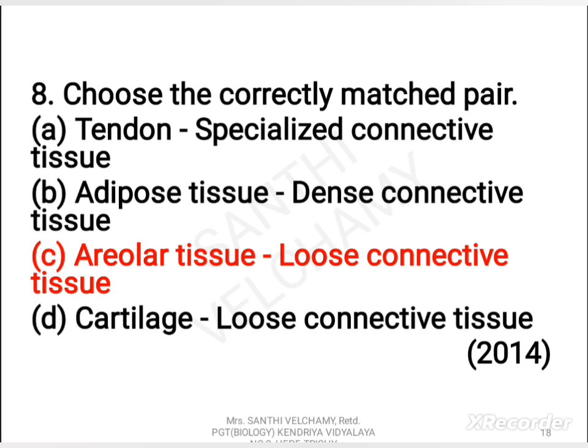Areolar tissue is the most widely distributed loose connective tissue in the body. Tendon is a type of dense connective tissue. Adipose tissue is a fat storing tissue, and it is a loose type of connective tissue. And the cartilage is a specialized connective tissue. That's why C, areolar tissue, is the correct answer.